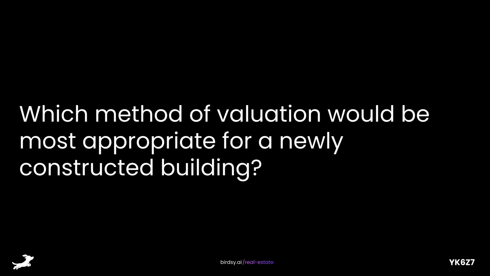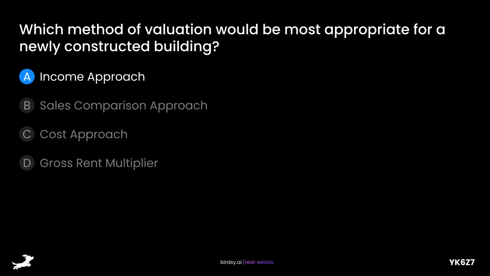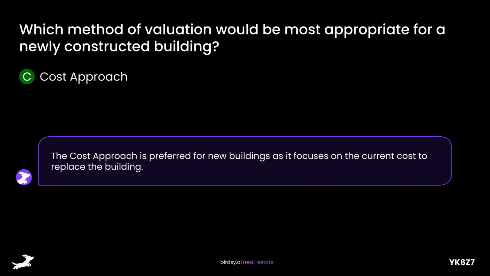Which method of valuation would be most appropriate for a newly constructed building? Is it A, income approach, B, sales comparison approach, C, cost approach, or D, gross rent multiplier? The answer is C, cost approach. The cost approach is preferred for new buildings as it focuses on the current cost to replace the building.